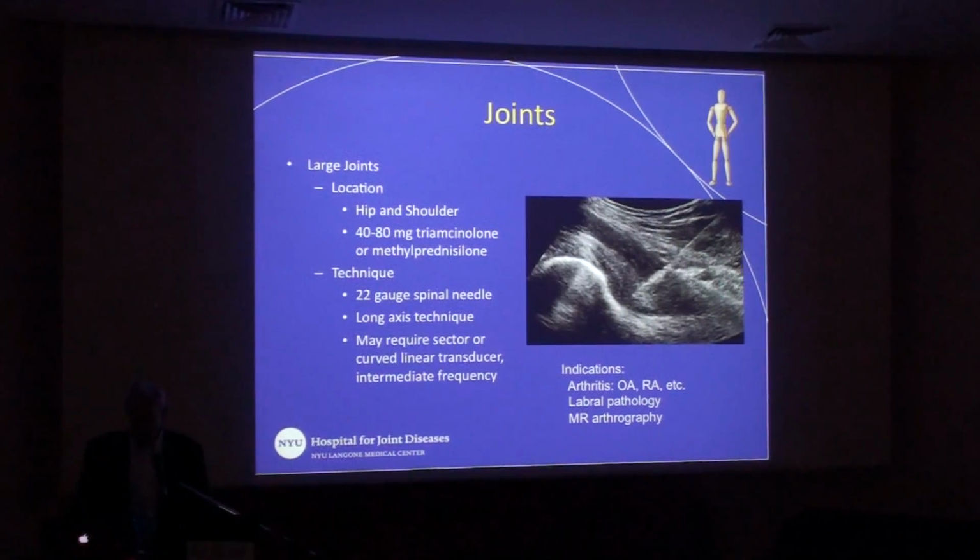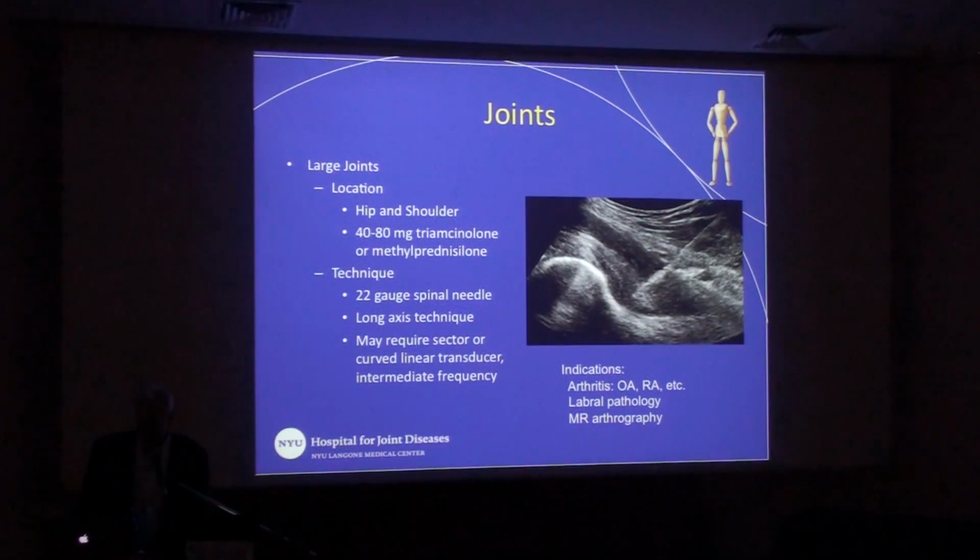Okay, so the large joints typically are the hip and the shoulder. There are a variety of indications. Actually, I do a fair number of our MR arthrograms under ultrasound guidance, so I include that in our list of indications. Then you usually use a long axis approach, and a larger dose of steroids depending on the indication that we're going to be using it for.